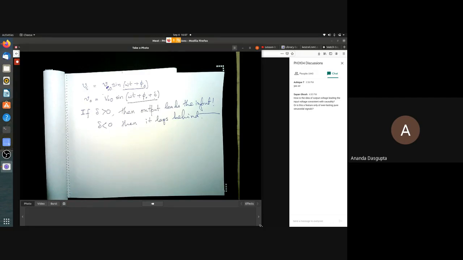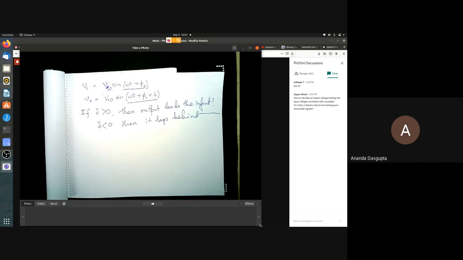Now, Shayan's question is, is this consistent with causality? If you think of the input as causing the output, which is essentially what you always do, then isn't there something wrong here? How can the output reach a peak before the input does? But of course, the answer to this is also in his comment, because this is a feature only of everlasting pure sinusoidal signals.